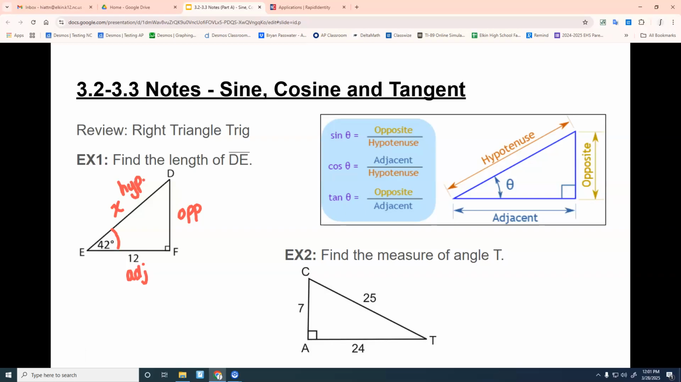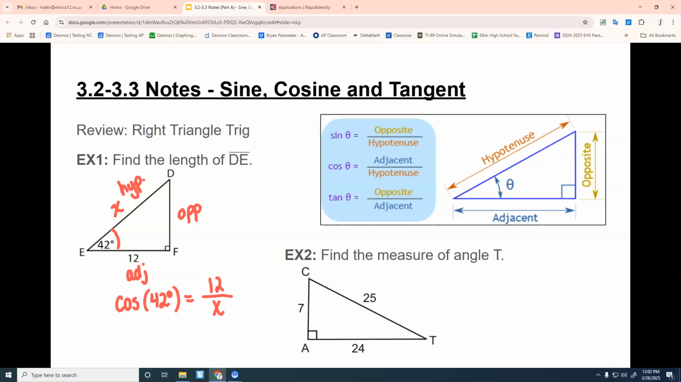In this case, I do not know or care anything about the opposite side, because I don't know it and I don't need to find it. So I'm not going to use it. I want to use adjacent and hypotenuse. So which trig ratio should I use? That one's going to be cosine. So we will set it up: cosine of theta, the angle, in this case 42 degrees, equals our adjacent side, which is 12, over our hypotenuse, which is x.